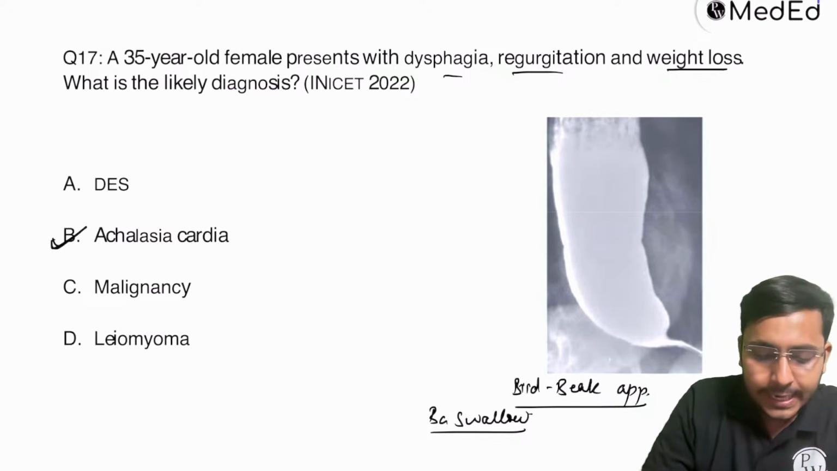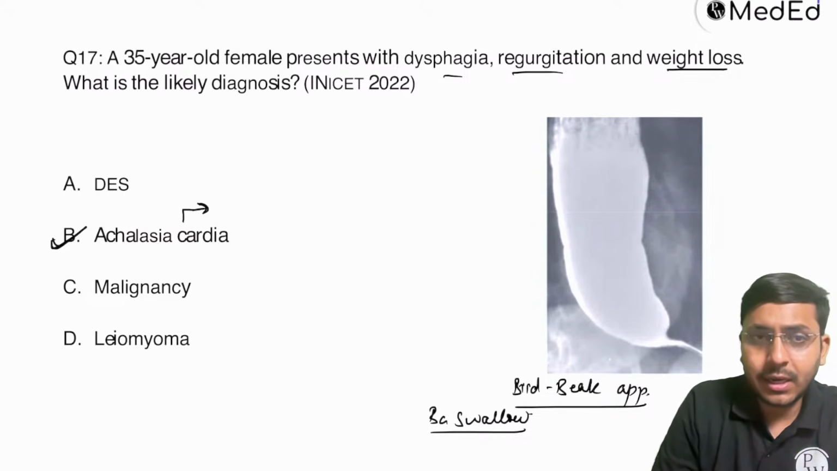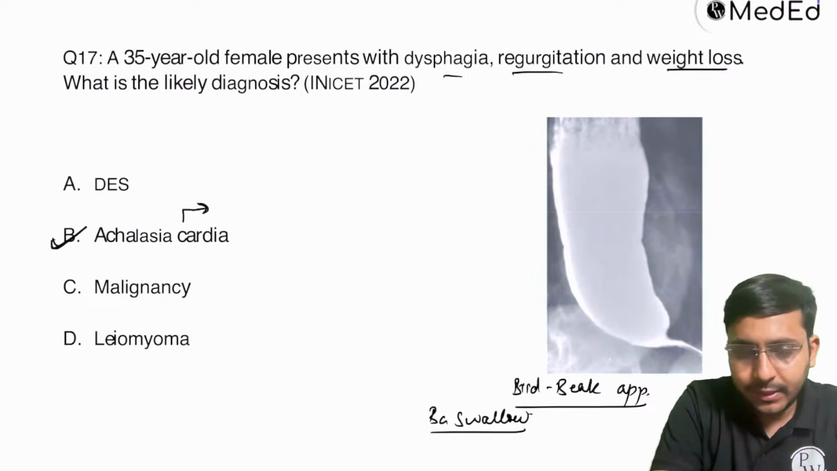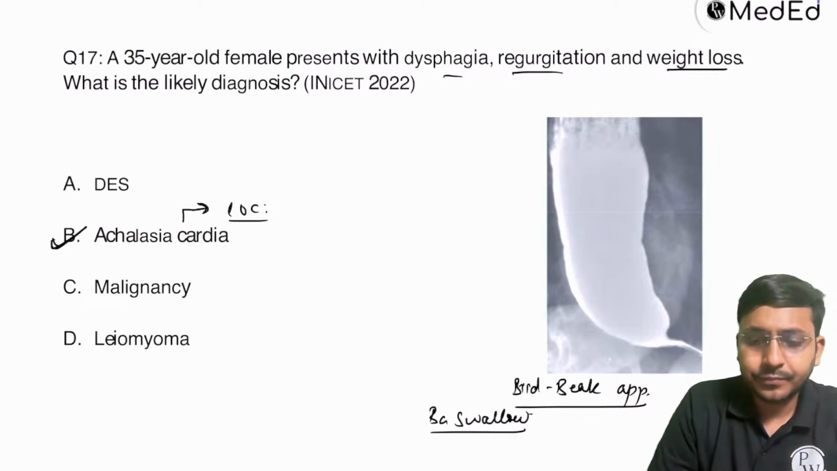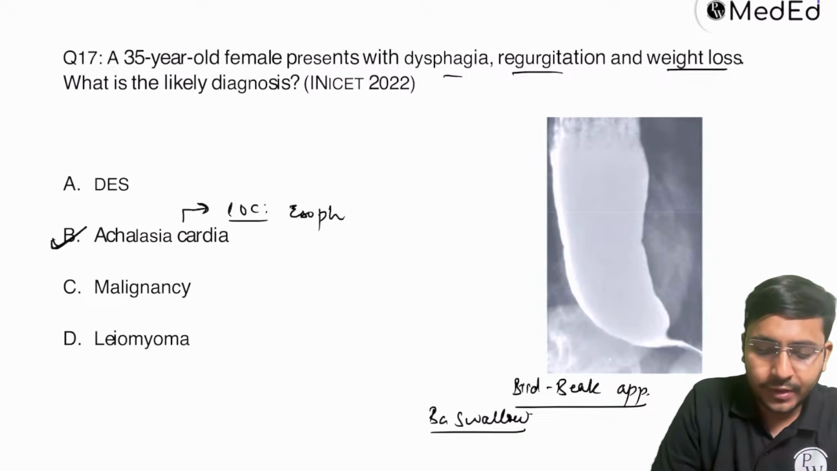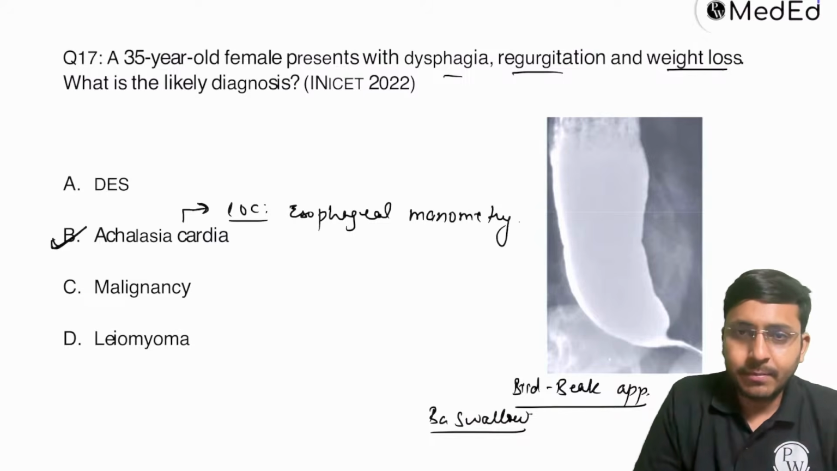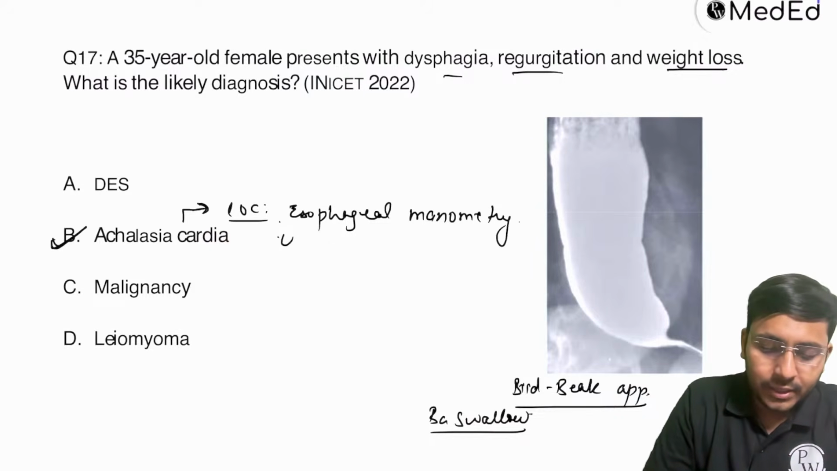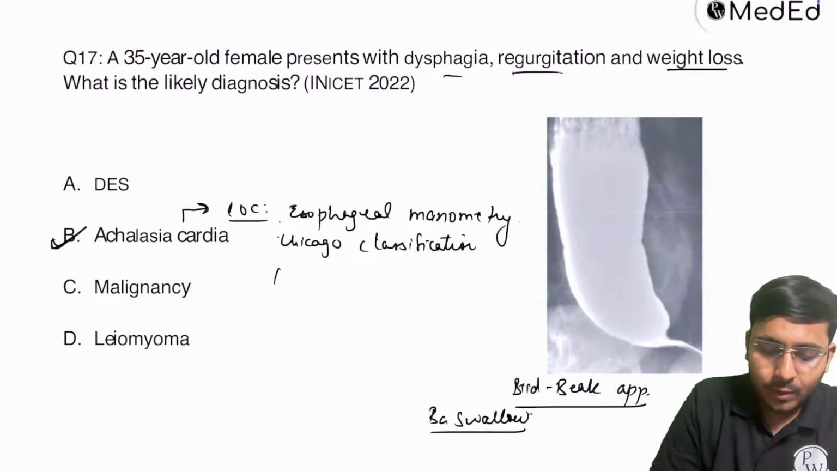Another important thing, in achalasia cardia, we know that there is dysphagia to liquids more than solids. What is the investigation of choice? It is esophageal manometry. Esophageal manometry. Now, what is the classification system that is there on esophageal manometry? It is Chicago classification. Now, what is the treatment?